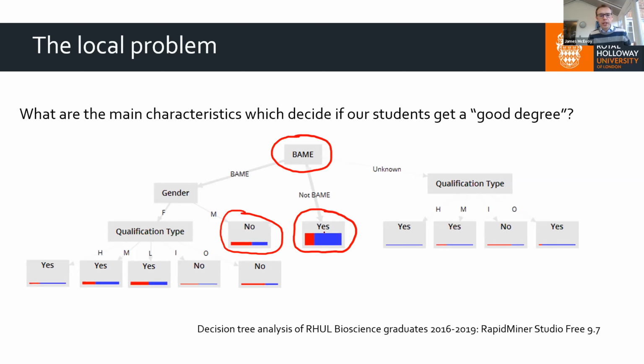So this is, I think, a nice visual representation of the problem that we analyzed a few years ago. I was using a free data mining program called Rapid Miner Studio that we're now rolling out across the school and doing similar analyses. But it's a good way of getting colleagues to understand the scale of that problem.